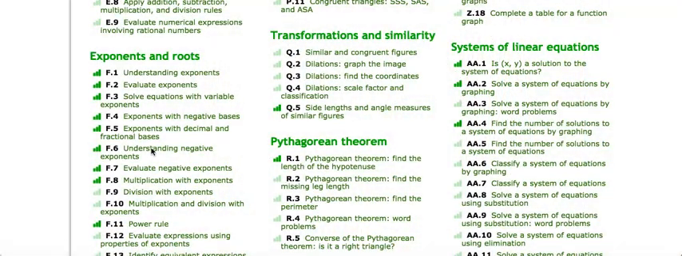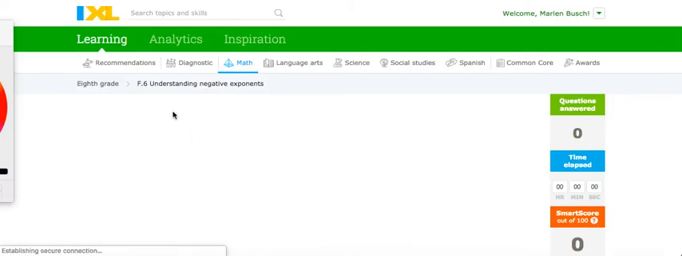So again, you're trying to master this, right? You're trying to get this into your memory so that you really keep it there for long-term memory, so that you can do well in your interim and also for your SBEC, okay guys? So let's go ahead and do these problems. Again, you're going to go to F6, understanding negative exponents. Okay, so here we go.